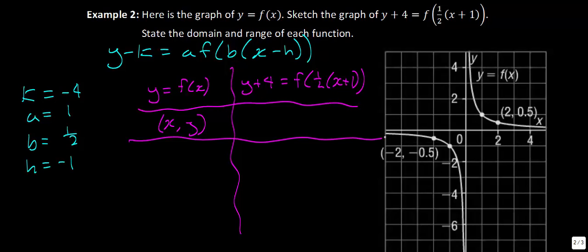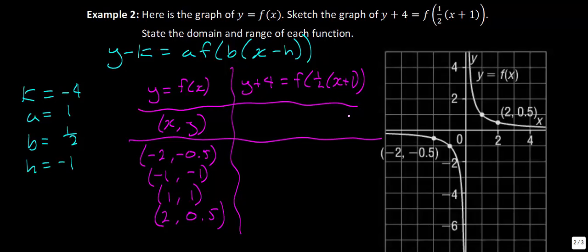So what do I see right here? We'll work kind of from the left to the right. I have an ordered pair at -2 and -0.5. I have an ordered pair at -1, -1, and then almost the same values, but positive: 1, 1, and 2, and 0.5. Okay. All right, so now that we've done that, let's take a look at how this transformation is going to affect my given ordered pairs.